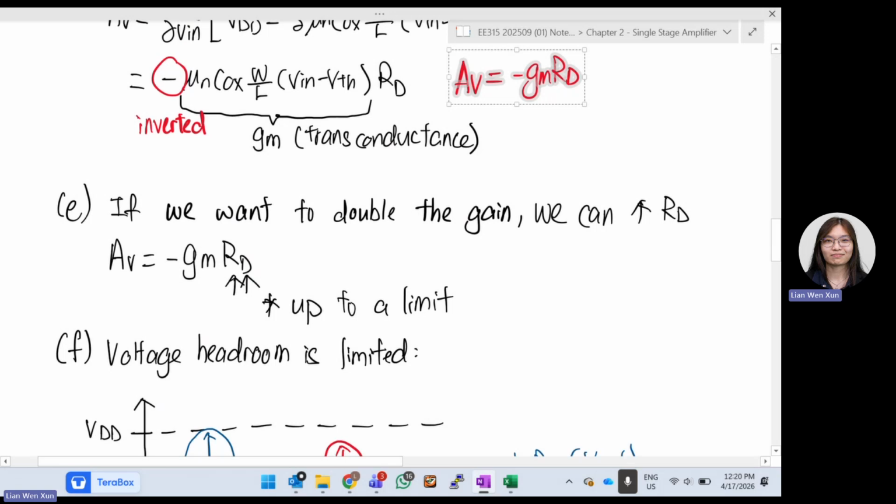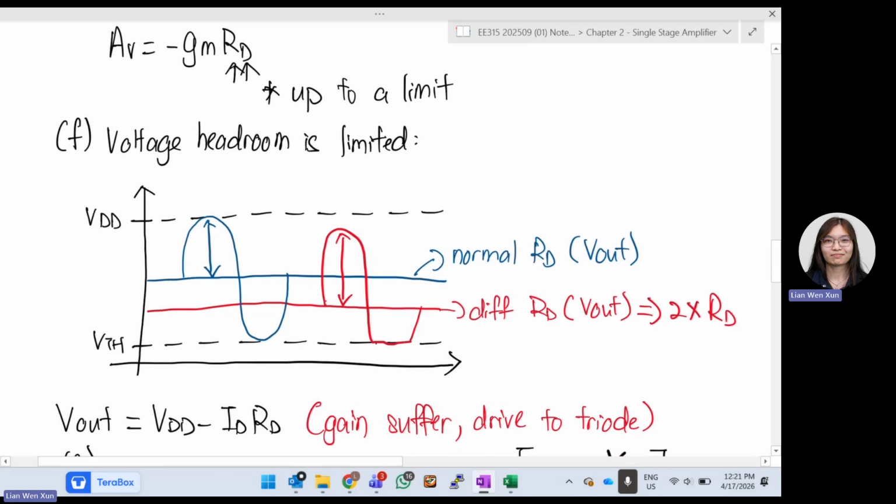So from here, we can observe, what if we want to double the gain? We can increase our RD two times. But we know that nothing is ideal, so maybe after we increase the RD, something might happen. Let's say we increase the RD a lot. The blue one is the normal RD. If we increase the RD a lot, the total biasing point gets lower because there's more resistance.